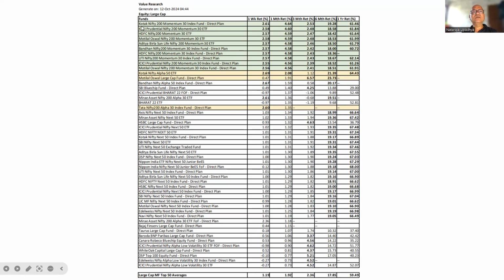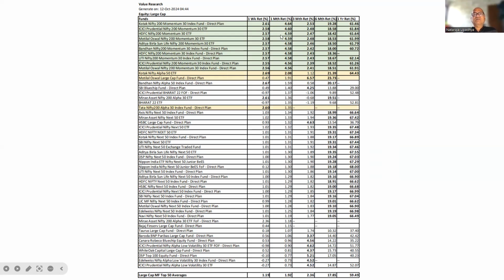The ones in green are Kotak Nifty 200 Momentum 30 Index Fund, ICICI Prudential Nifty 200 Momentum 30 Fund, HDFC Nifty 200 Momentum 30 ETF, Motilal Oswal Nifty 200 Momentum 30 ETF, Aditya Birla Sun Life Nifty 200 Momentum 30 ETF, Bandhan Nifty 200 Momentum 30 Index Fund, HDFC Nifty 200 Momentum 30 Index Fund, UTI Nifty 200 Momentum 30 Index Fund, ICICI Prudential Nifty 200 Momentum 30 Index Fund, Motilal Oswal Nifty 200 Momentum 30 Index Fund.